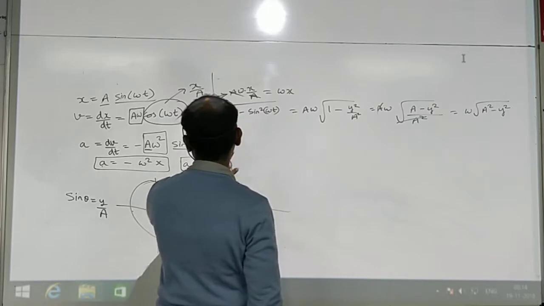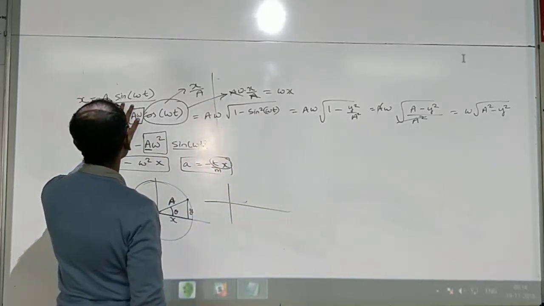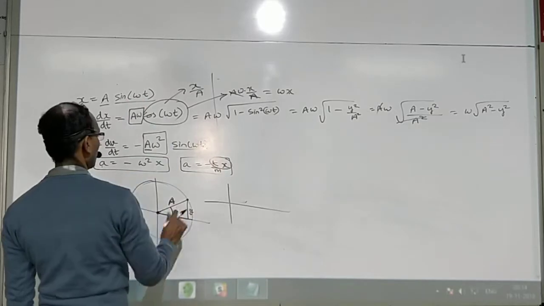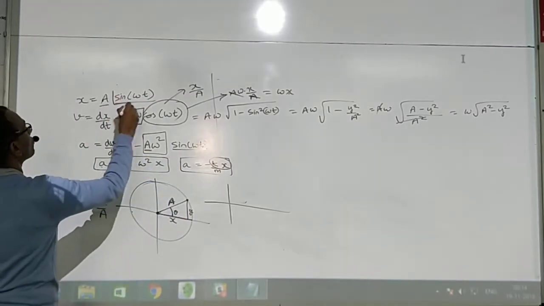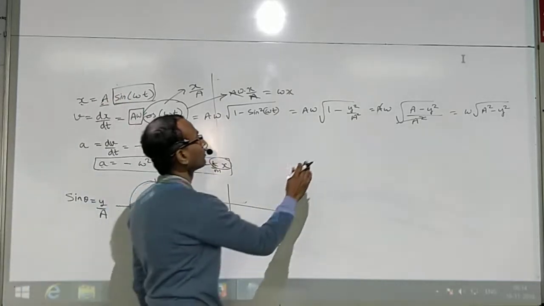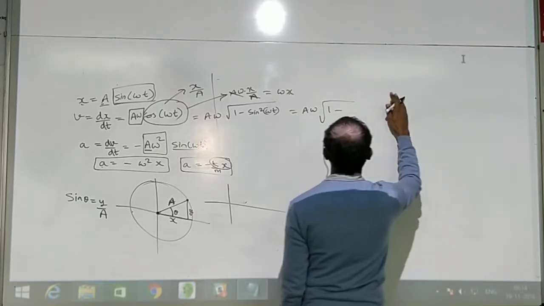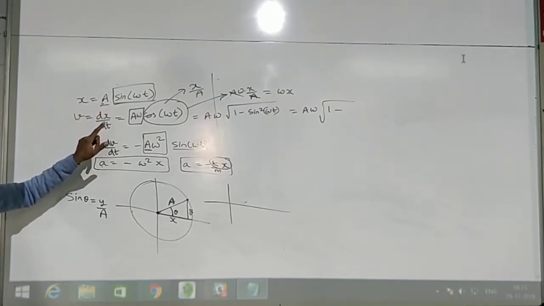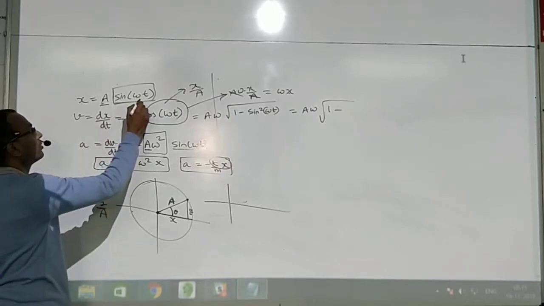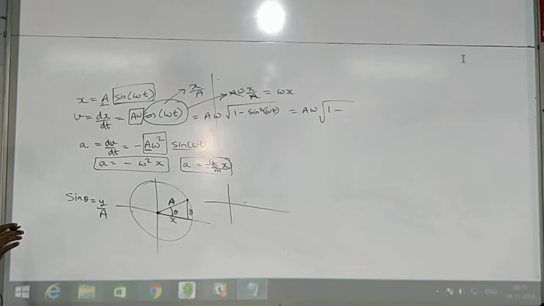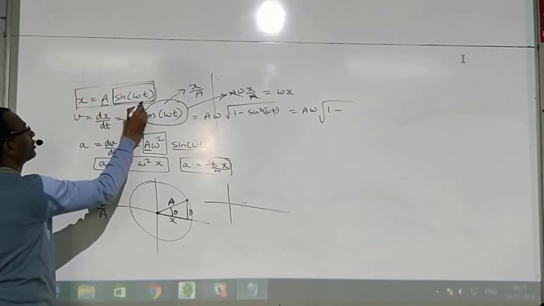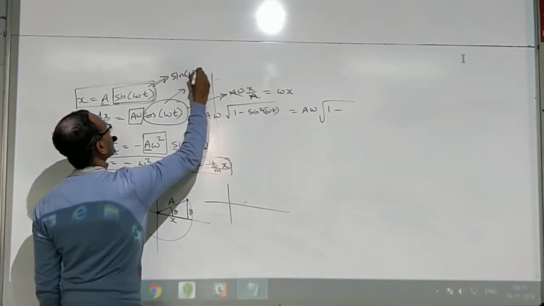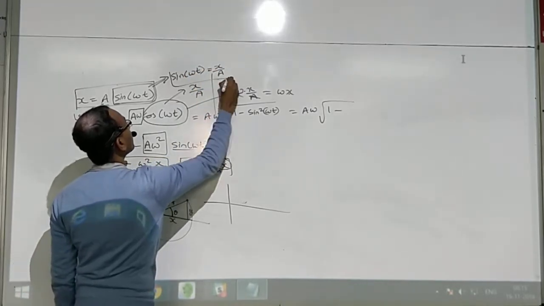See, sine of omega t, what is sine of omega t? In this case, okay, the analogy here, look here, sine of omega t is going to be x by a. No, no, look at this equation. Here I am saying x is a sine omega t. What I mean by this is when t is 0, the x value is 0. Okay? So if we accept this equation, x is a sine omega t, then sine of omega t is x by a. Agreed? Do you agree?